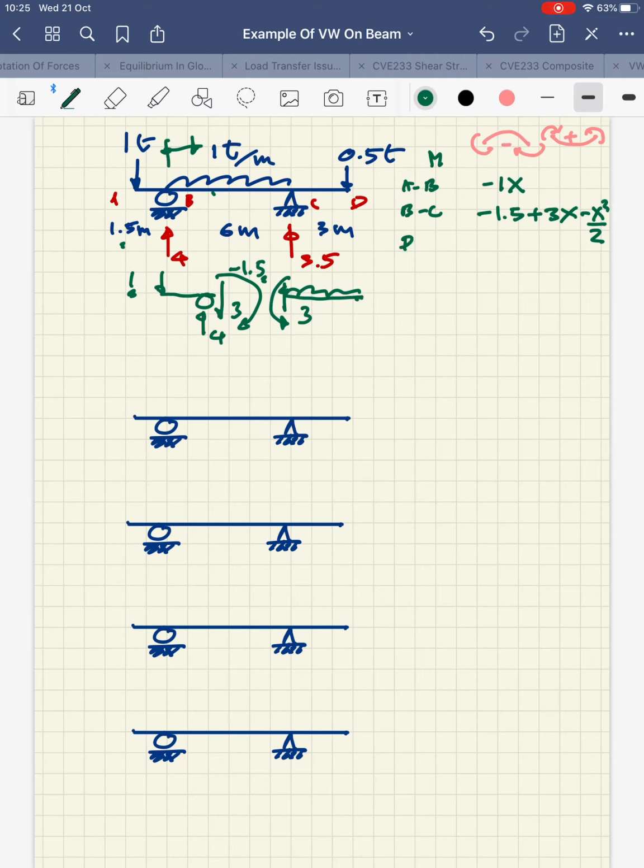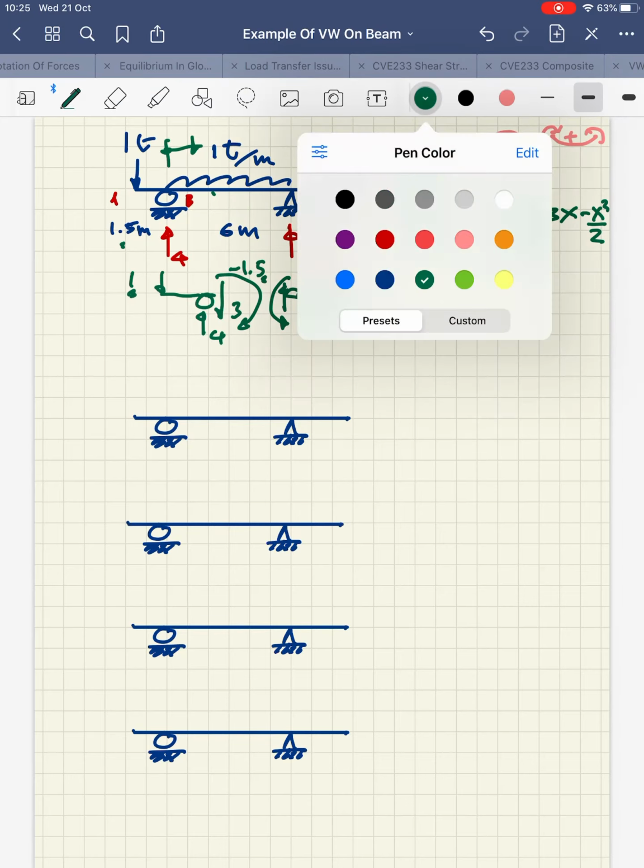And for the portion CD, it would be wise to start from D and then moving your way towards C. So my moment equation would simply be equal to minus 0.5x. Okay? So I hope that you realize that the valid range for AB would be from 0 to 1.5, from BC would be from 0 to 6, and from DC would be from 0 to 3. Okay, so let's move on to our virtual load case.